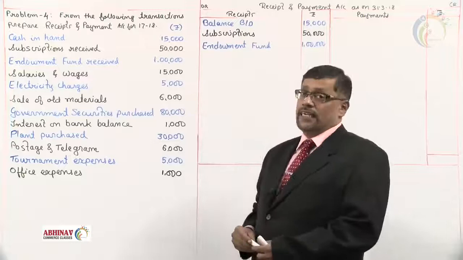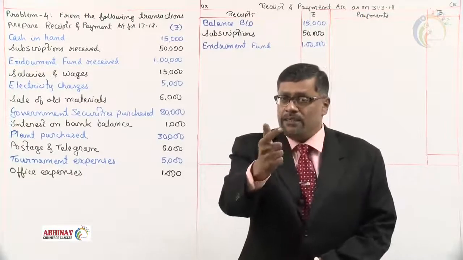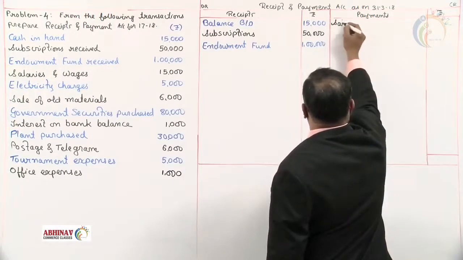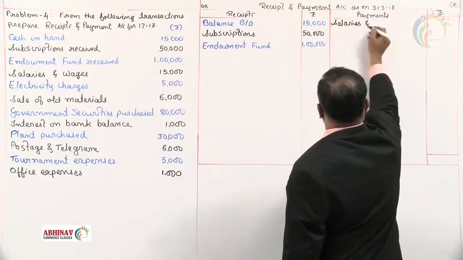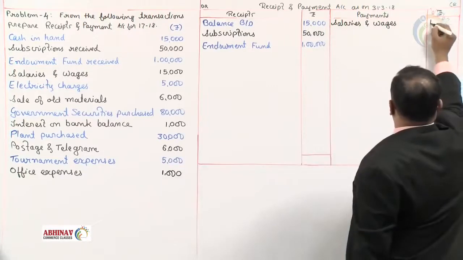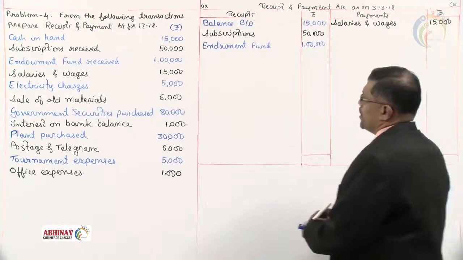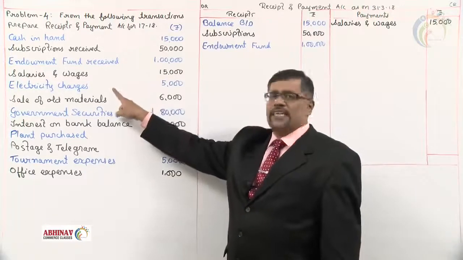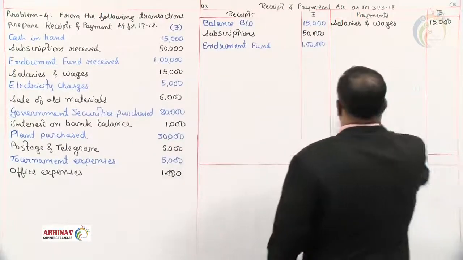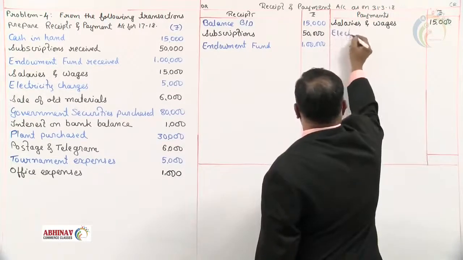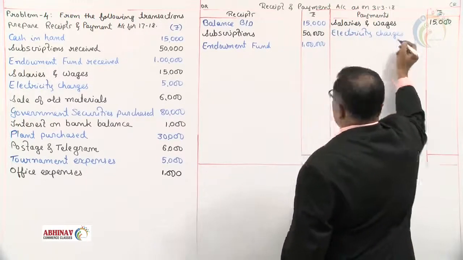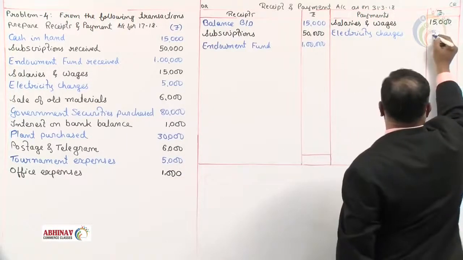Salaries and wages. It's an expenditure. We pay it, that means it's a payment. Cash flows out. We'll show it as a payment. Salaries and wages, amount rupees 15,000. Next, electricity charges. Again, expenditure. Expenditure is nothing but a payment, on the credit side. Electricity charges, the amount rupees 5,000.